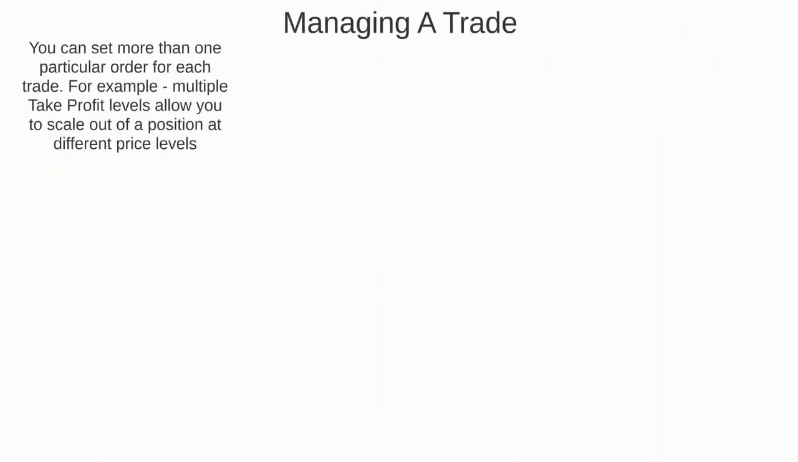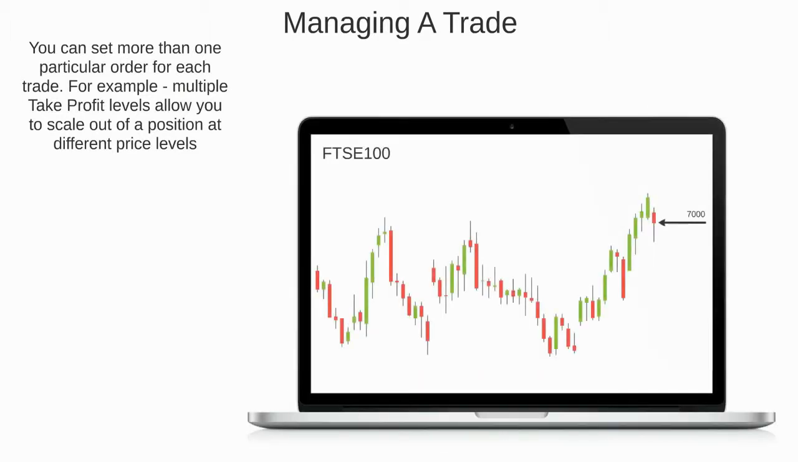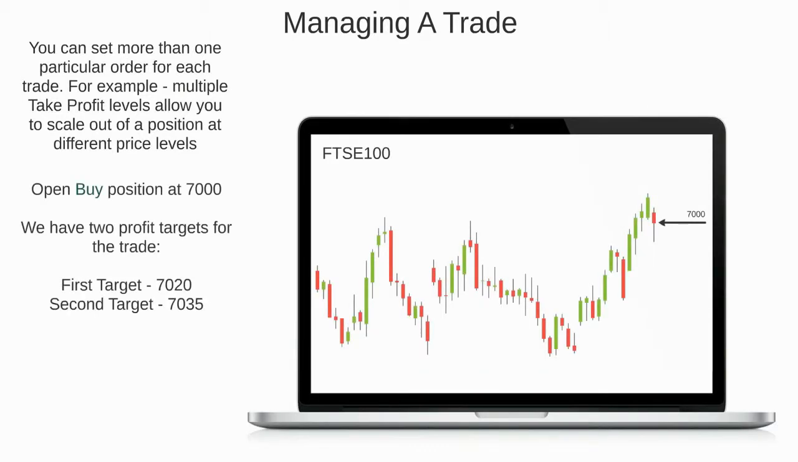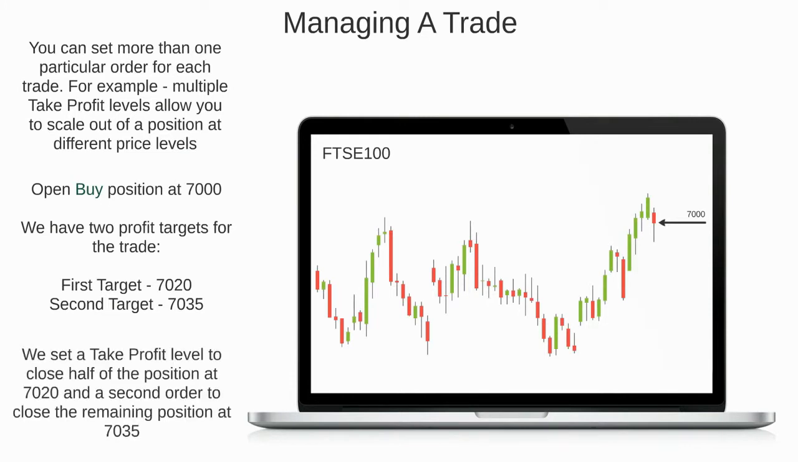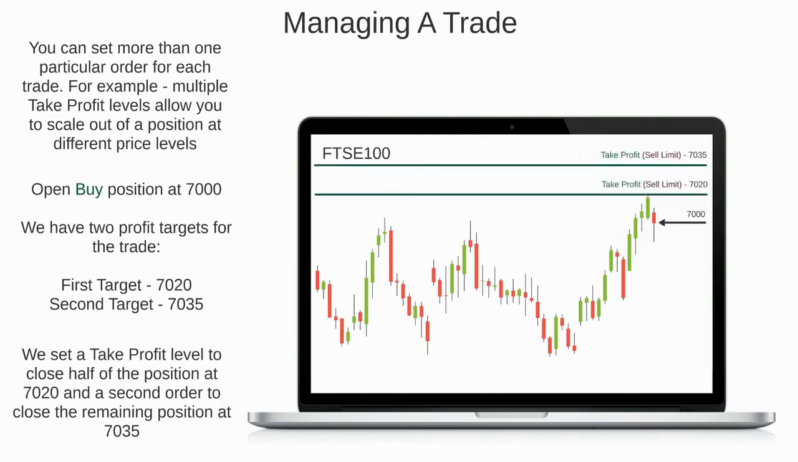You can also set more than one particular order for each trade. This enables you to scale out of a trade at different prices if so desired. For example, if we entered a buy position on the FTSE 100 at 7,000 and had two profit targets above, one at 70.20 and one at 70.35, we could set a take profit level to close half of the position at the first profit target and another take profit level to close the remaining half at the second profit target.